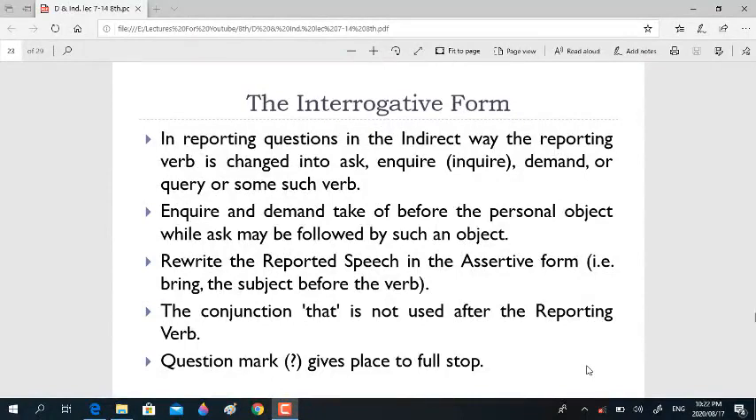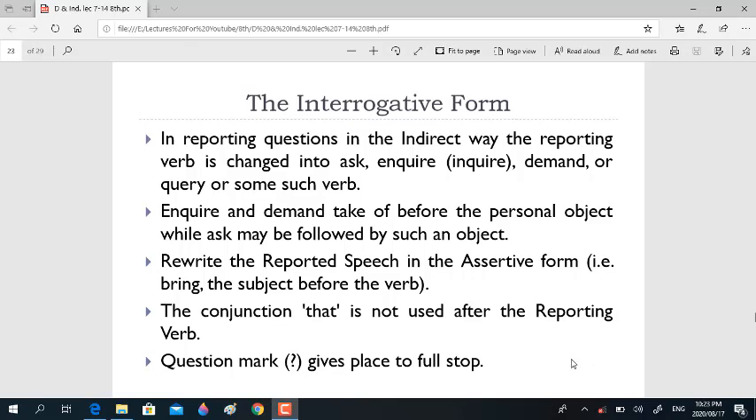You know, the topic narration has been under discussion. In today's lecture we will look at how interrogative sentences will change into indirect, or how to treat interrogative sentences to change them into indirect speech.